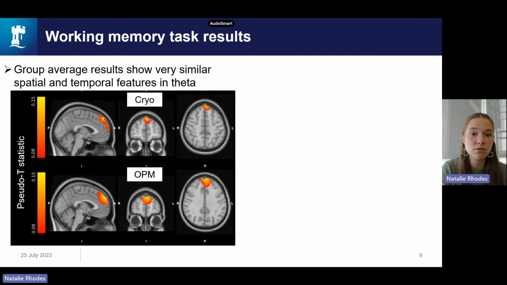And so here are some of the results. We used beamforming to work out where in the brain that signal was most likely to come from. We used a pseudo-T statistical approach where we contrasted the theta band power, specifically filtered between 4 to 8 hertz, during the task window, while they're doing this working memory task, with the rest window. In both our cryogenic MEG and our OPM-MEG, we saw activation in the frontal cortex, as expected, this frontal midline theta oscillation, which is typically induced with these working memory tasks. And we see a very similar spatial map for both systems.